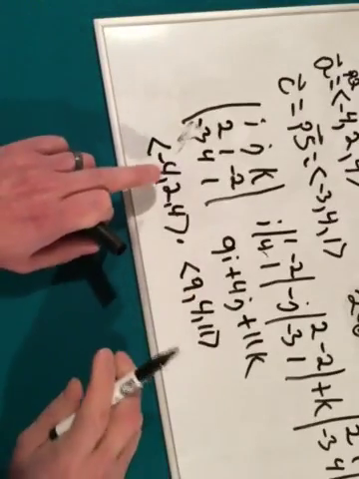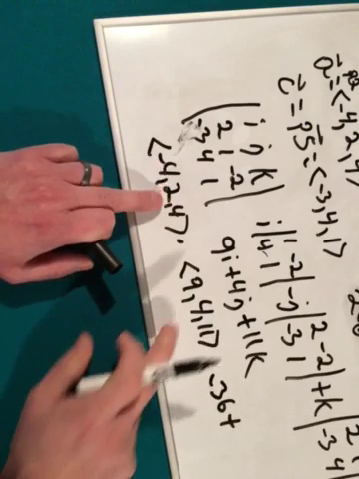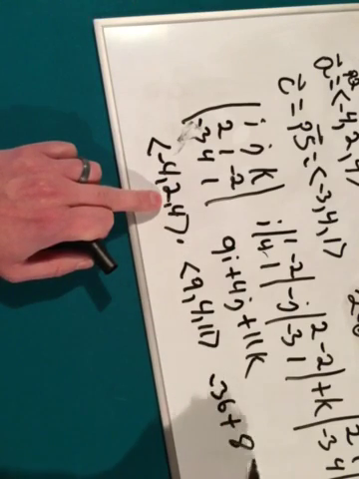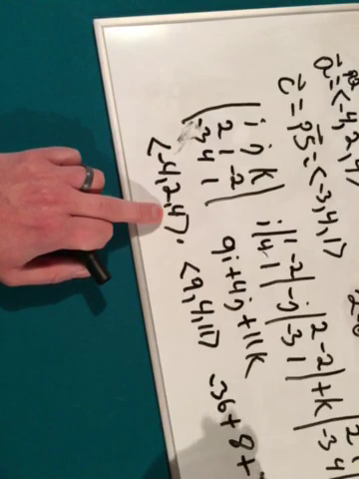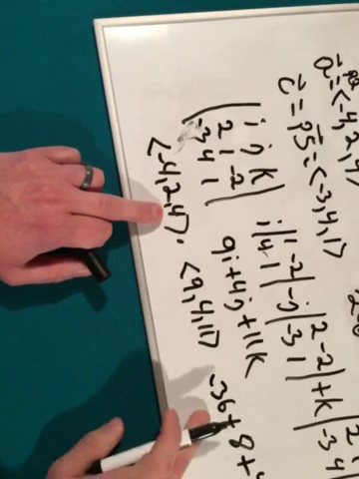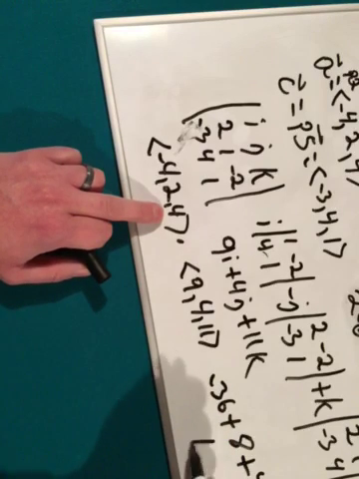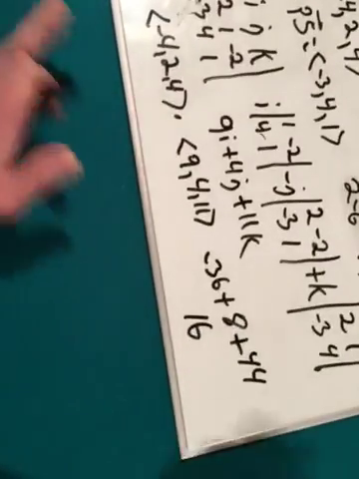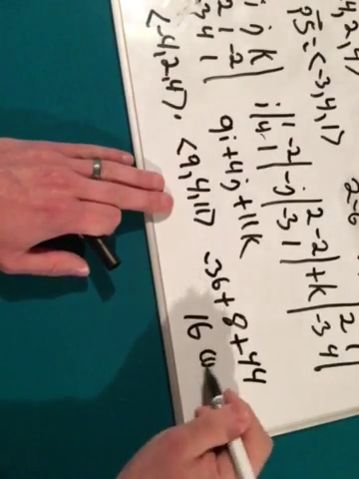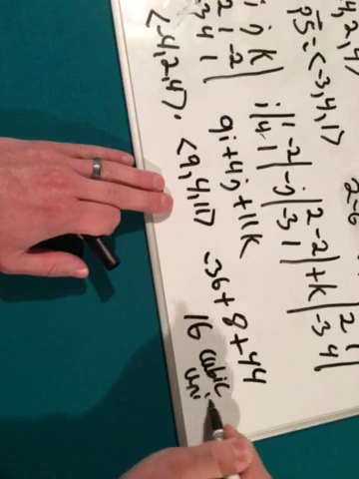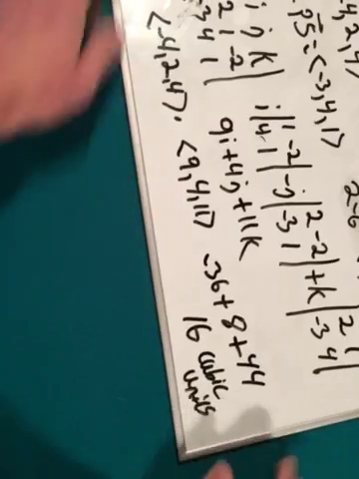And for the dot product, you just take negative 4 times 9, which is negative 36. And then add 4 times 2, which is 8. And then add 4 times 11, which is 44. And if you add negative 36 plus 8 plus 44, what you get is 16. That's it. So the 16 cubic units is the volume of the parallelepiped. Cool, huh? See you soon.